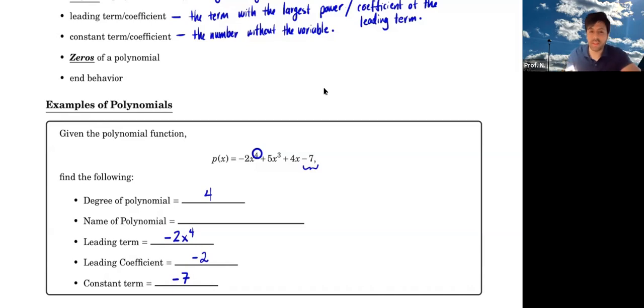One way to name this polynomial is by saying this is a fourth degree polynomial. I'm just going to write poly for short. This is a fourth degree polynomial. That's one way of labeling this, and it strictly comes from the degree. It comes from nothing else. But fourth degree polynomials also have another, you can say, moniker. We call them quartic polynomials.